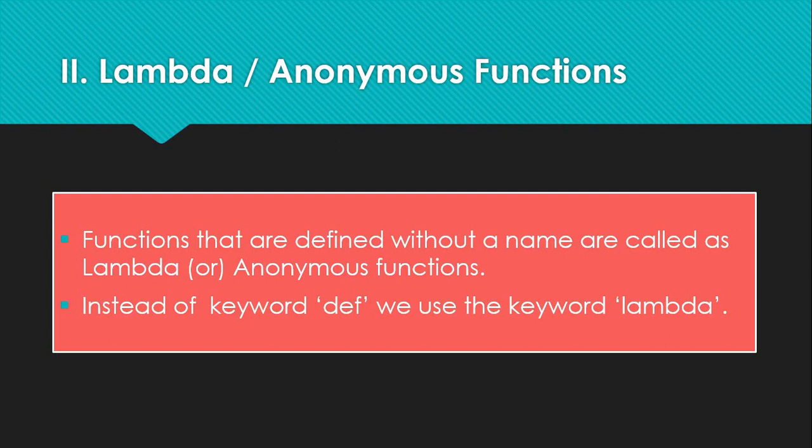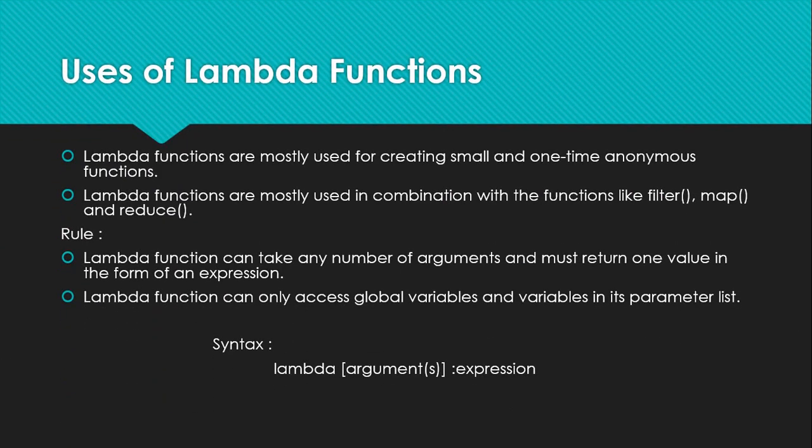These lambda functions are defined with the keyword lambda, and instead of using the keyword def we use the keyword lambda. These anonymous functions are also called unknown functions or no-name functions because they don't have any particular name. They are very small and can be used anywhere in a program, but they are always used in combination with other functions like filter, map and reduce.